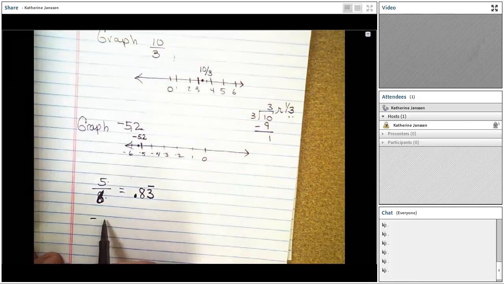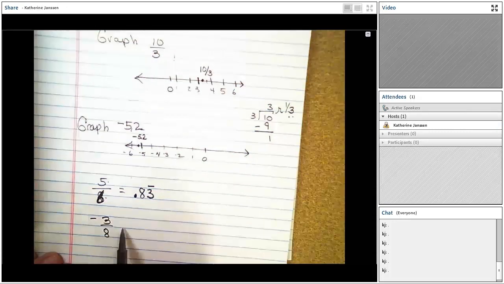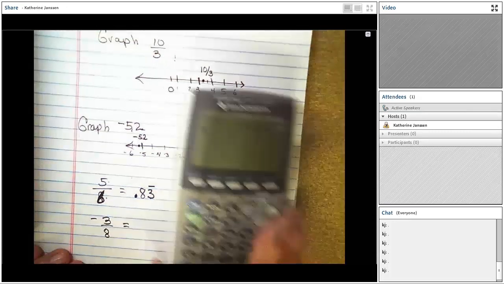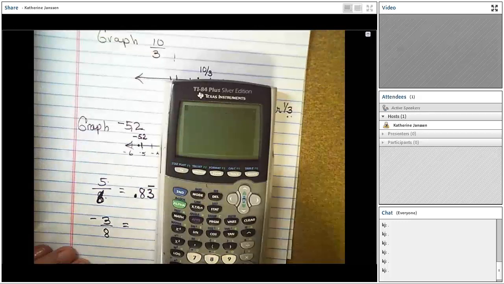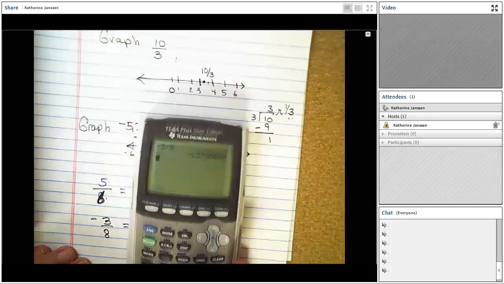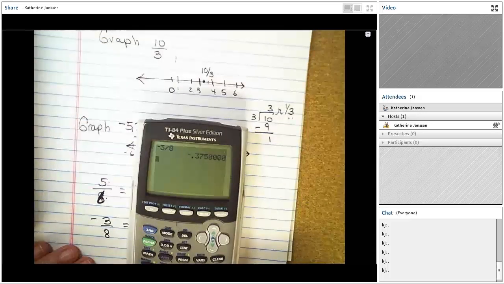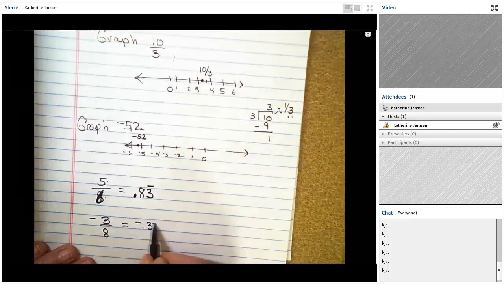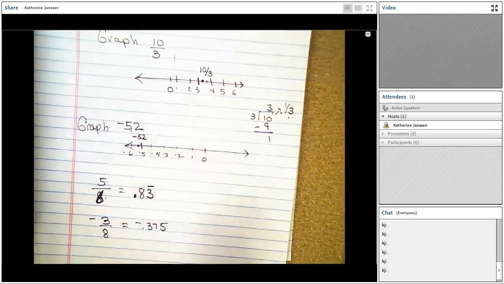And then negative 3/8, convert that to its equivalent decimal format. Negative 3 divided by 8 is negative 0.375, and it seems to terminate.